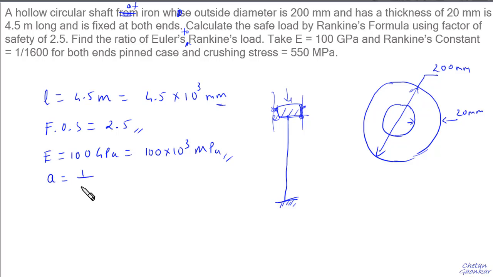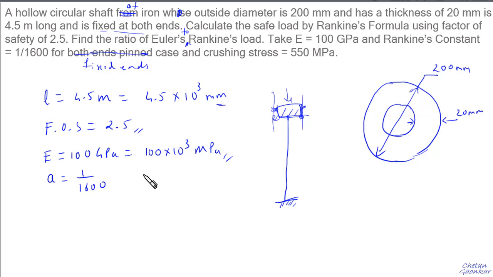A is given as 1 divided by 1600 for both pin and case, and this shouldn't be for both pin and case. This should be for the both fixed ends case. Since this was fixed at both the ends, this will be the fixed ends case.